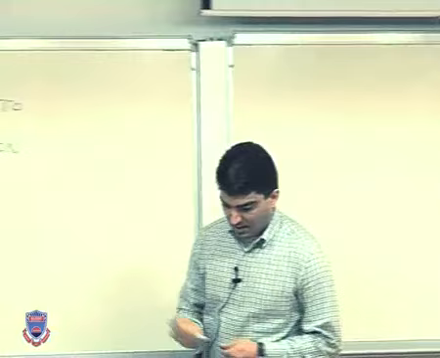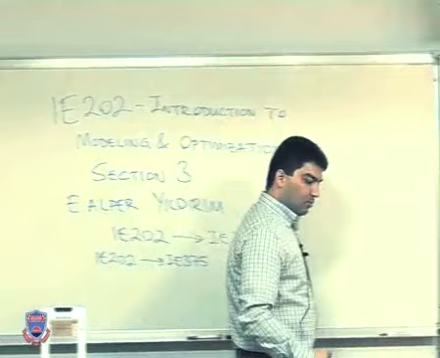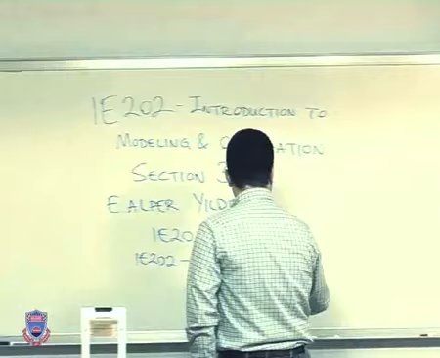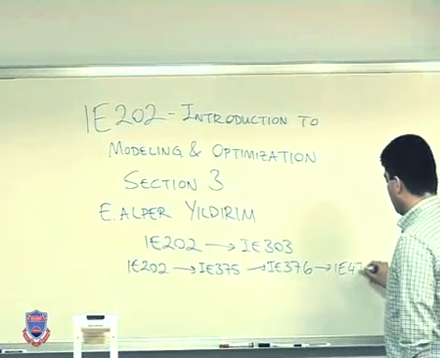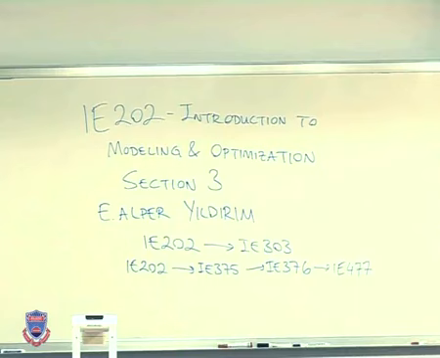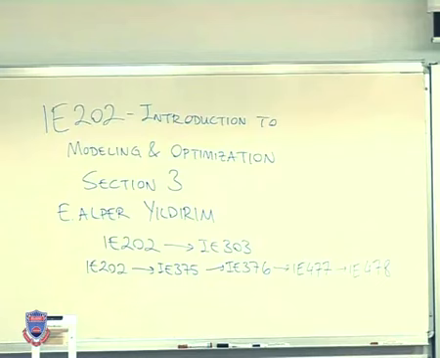Here's the other reason, which might be a bit more convincing. IE-202 is a prerequisite for IE-375, which is a production planning course that you will take next semester. That's a prerequisite for IE-376, which is production information systems, which you will take during the spring semester of next year. That's also a prerequisite for IE-477, which is the senior design project class that you will take in the first semester of the fourth year. That's also a prerequisite for the second part of the same course, IE-478. Now, what does that chain tell you?